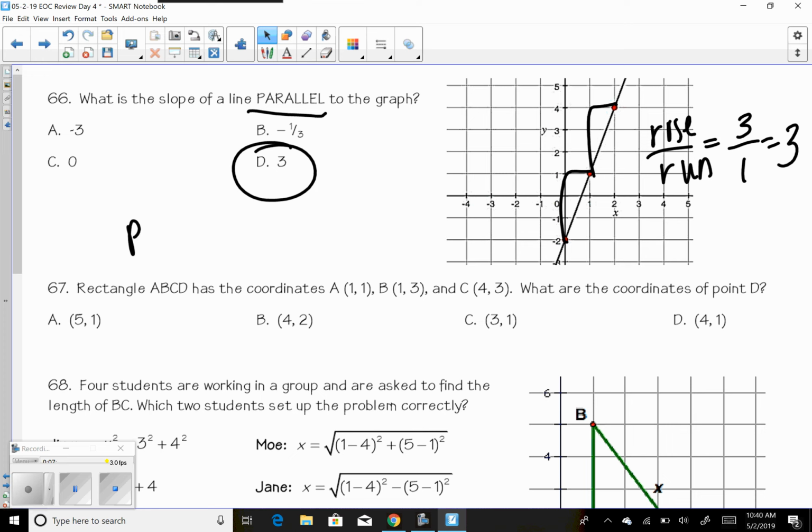If it asked for the perpendicular, it would be the opposite reciprocal. So that was +3, so it would be -1/3. Okay?